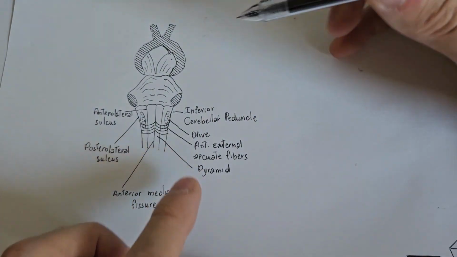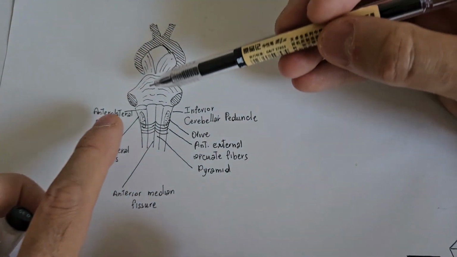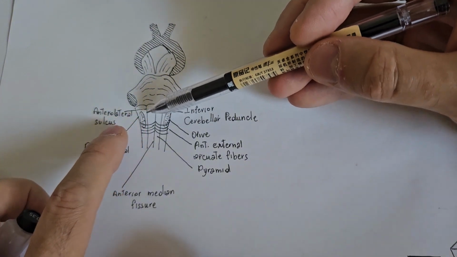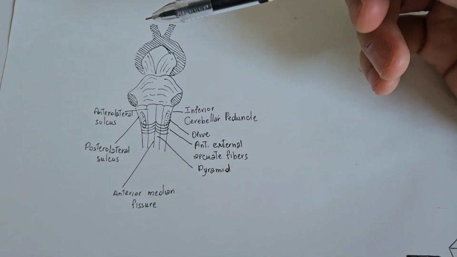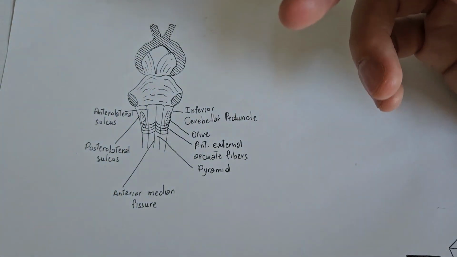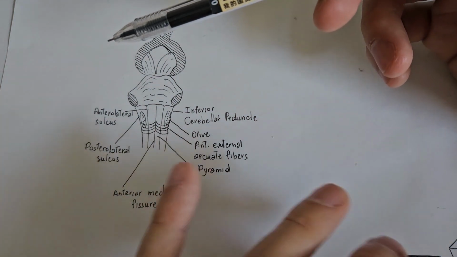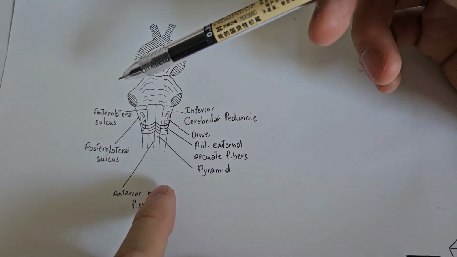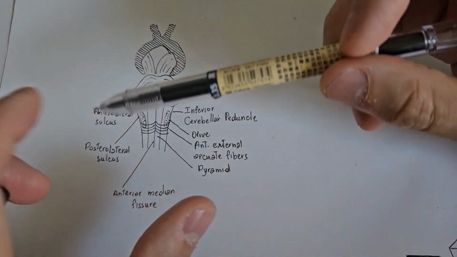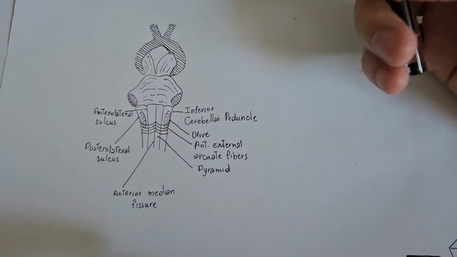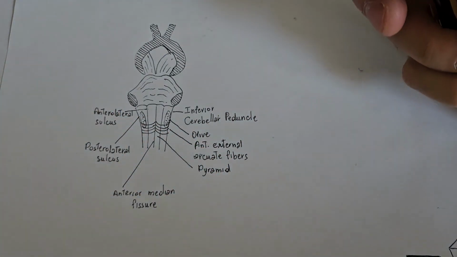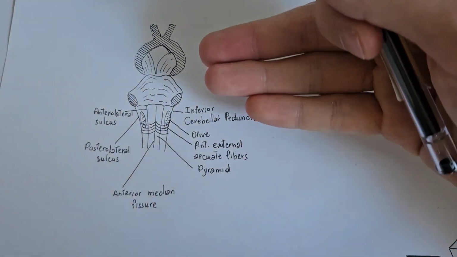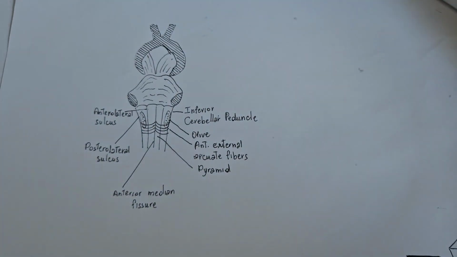Then we have the anterolateral sulcus here, okay? And the anterolateral sulcus is the shallow groove that separates the pyramid from the olive, and it helps to define the boundaries of these two important structures, serving as a landmark for neuroanatomists, anatomists, and surgeons.